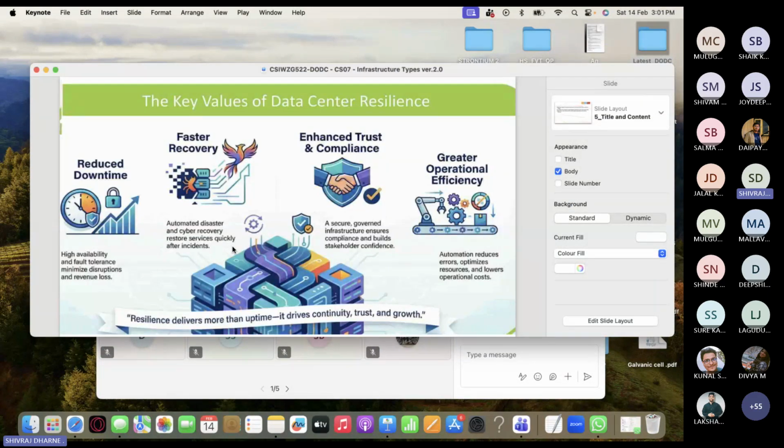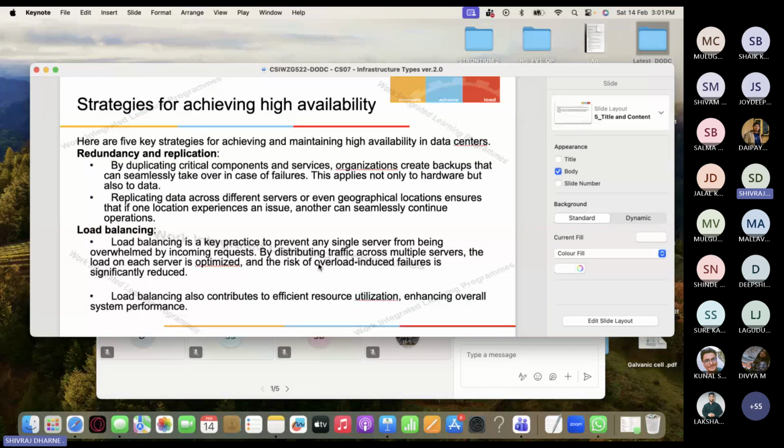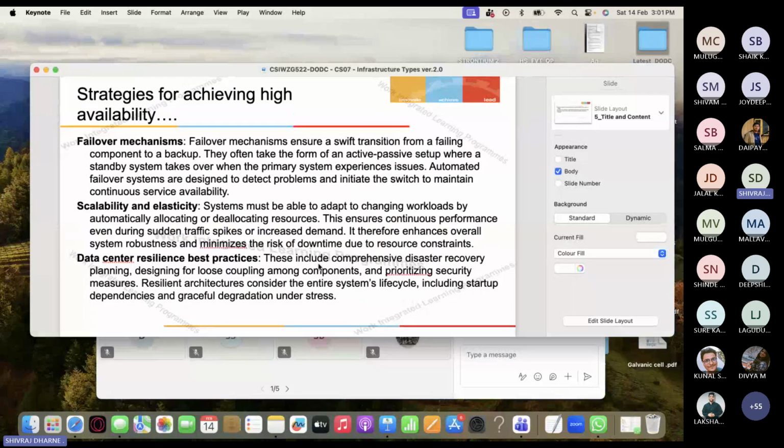So this one is most important, right? Key values of the data center resilience. We need reduced downtime, fast recovery, enhanced trust compliance, and greater operational efficiency. For that, we talked about how to do the monitoring and maintenance. And for high availability, you need redundancy and replication, load balancing, failover mechanism, scalability, elasticity, and data center resilience best practices. What are those?